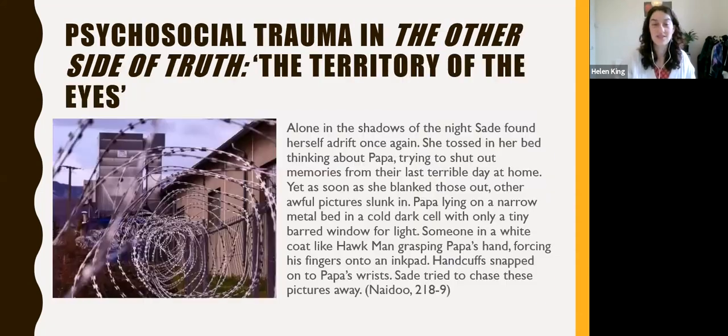So this is Sade as she's thinking about her father, who's in a detention centre, and she is thinking about him lying on a narrow metal bed in a cold, dark cell with only a tiny barred window for light. Someone in a white coat, like Hawkman, grasping Papa's hand, forcing his fingers onto an ink pad. Handcuffs snapped onto Papa's wrists. Sade tried to chase these pictures away.